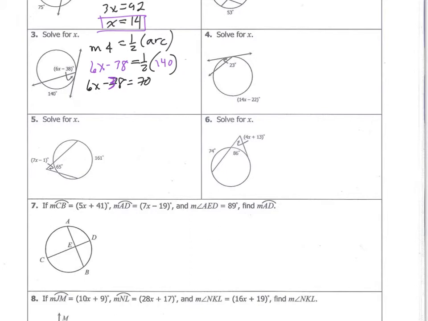So plus 38, that's what happens when I can't read my handwriting. How about 108? Yeah. So 6x is equal to 108. Now divide by 6. Oh, that's much better. x is equal to 18. Hallelujah.